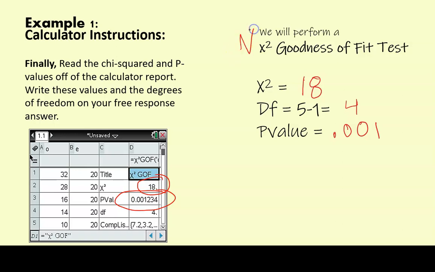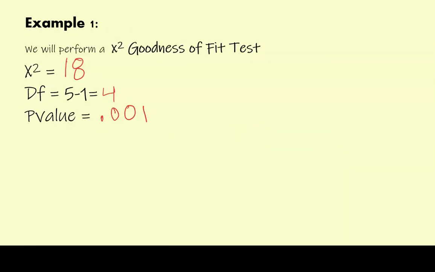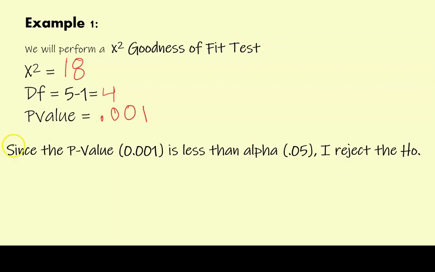So again, here's for the phantoms, the name of the test: chi-squared goodness of fit. The test statistic is chi-squared equal to 18 and the degrees of freedom 4, and I'm going to obtain the p-value, which is 0.001. I'm going to write those down on my paper. And now I'm ready to make a decision.